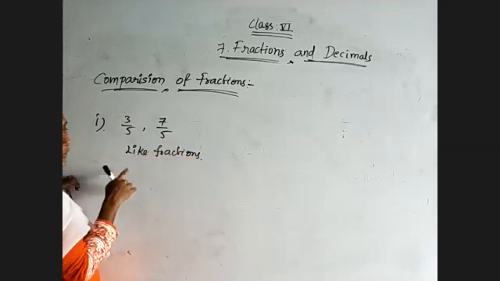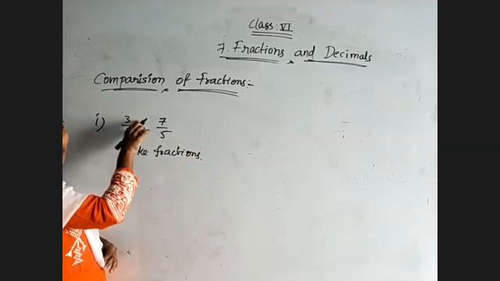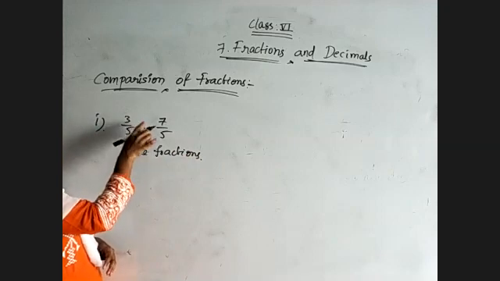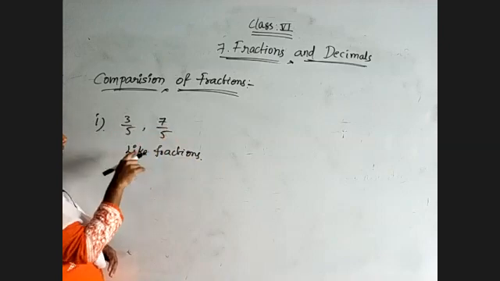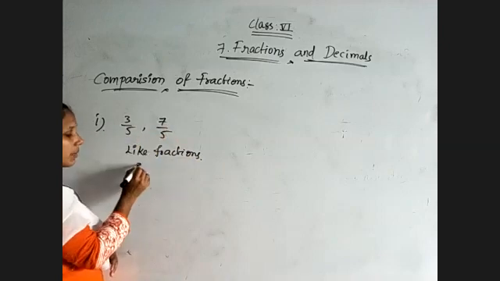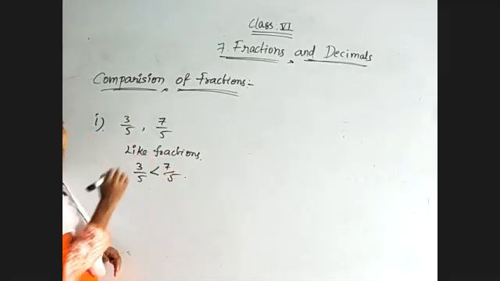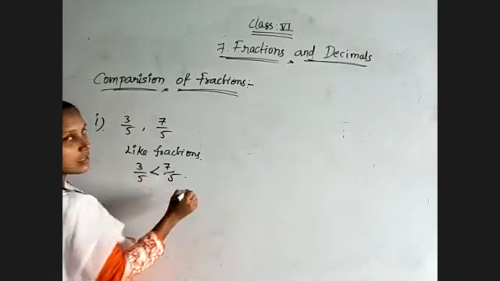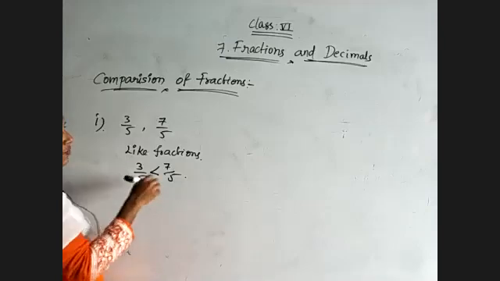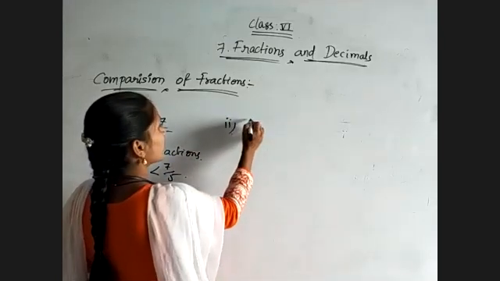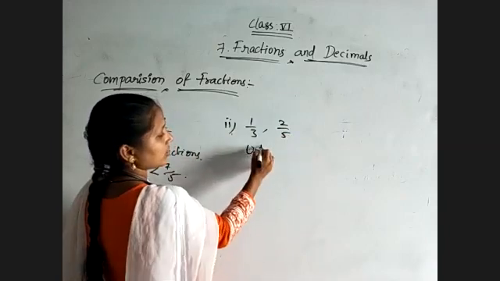Yes. So whenever you are getting like fractions, the fraction which has the lesser numerator will be the lesser fraction. If the numerator is more, then that will be the greater fraction. Means among these two, 3 by 5 is less than 7 by 5. That's all. If the numerator is less, then the complete fraction is less when they are like fractions. If suppose I have two unlike fractions, 1 by 3 and 2 by 5, unlike fractions.